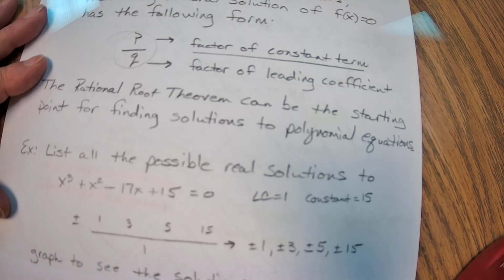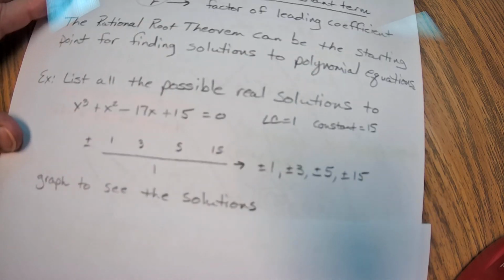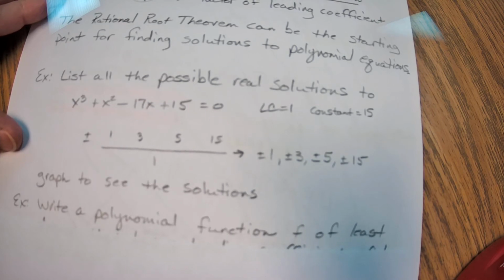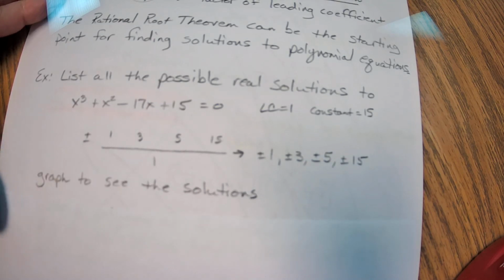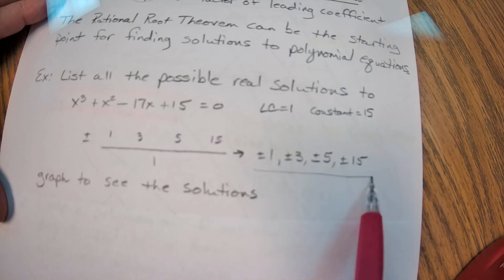And then I'm going to graph that. I'm just going to put that in my graphing calculator to look at my solutions. But when they ask you to list all the possible real zeros, this would be your answer.